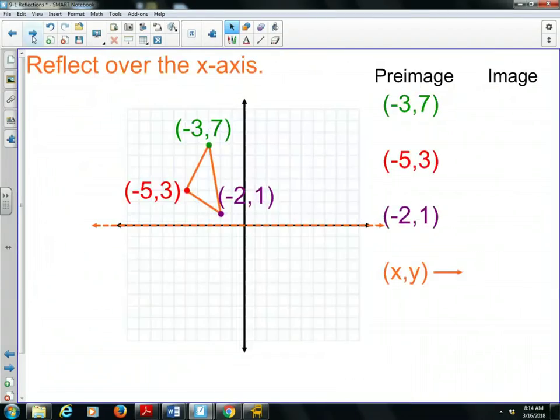Let's see now about the x-axis. So with the x-axis being the horizontal line, this one right here, right?